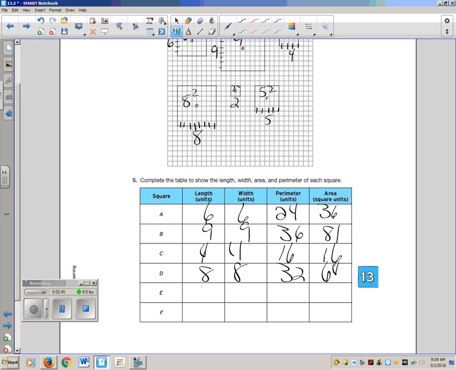E is a 2 by 2. The perimeter is 8. The area is 4. And then the last one is a 5 by 5. Perimeter would be 20. The area is 25. Remember, for perimeter, add. This one's length times width. You're going to see it side squared also.